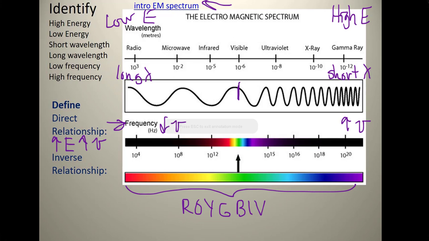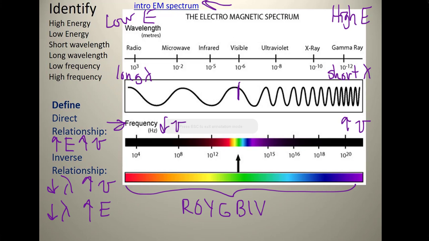What is an inverse relationship? Well, I can see that if I have a short or a small wavelength, I have a high frequency. And also we can look at energy. If I have a short wavelength, I also have a high energy. So this is an inverse relationship.